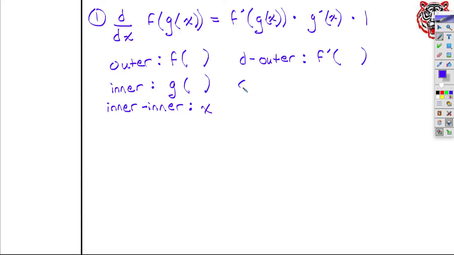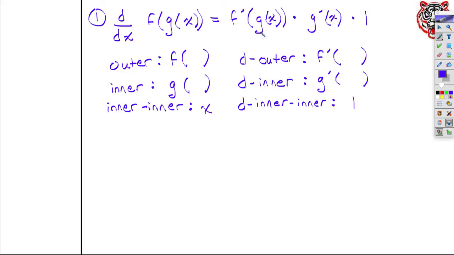All right, what's our dinner? Arrow, you want to try dinner? Is it g prime of something? It is g prime of something. And then anyone want to do dinner inner? 1. There it is, 1. And that matches up to what we see up here.